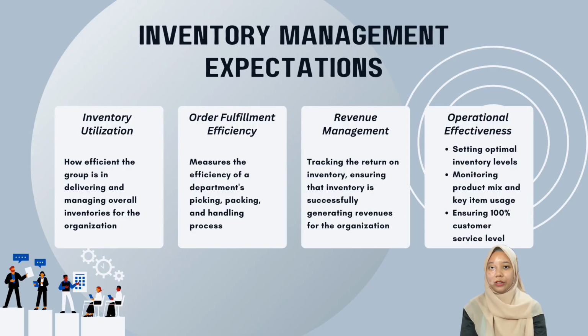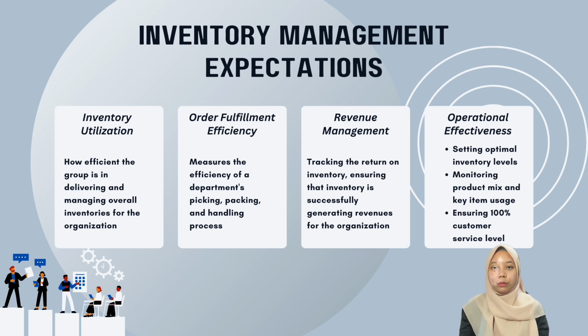Last but not least, the inventory management expectations. First is the inventory utilization. This performance indicator measures how efficient the group is in delivering and managing overall inventories for the organization. The metric is defined as both the total inventory values as well as the DIO, which is a better metric for measuring inventory when patient volumes are growing. Tracking current DIO, setting a targeted level, and then managing toward that goal improves inventory utilization.